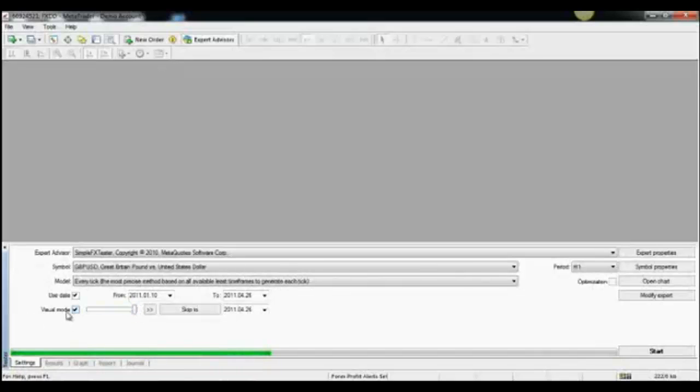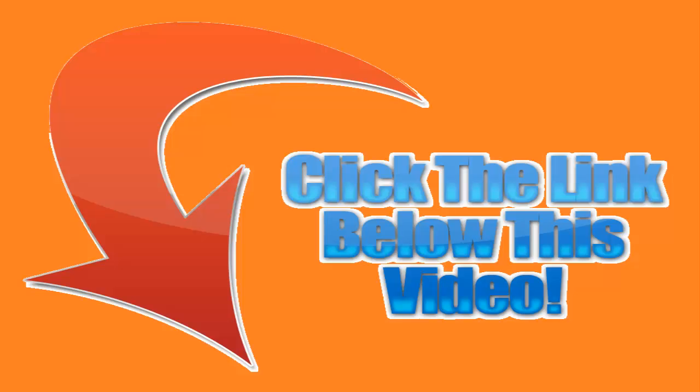I'm going to leave visual mode checked as well, so I can watch the charts and play some trades. So simply click Start, and it's going to open up a chart. It's going to collect all the data, and then it's going to say Program Startup OK. Once you click OK, you've got Simple FX Tester running.